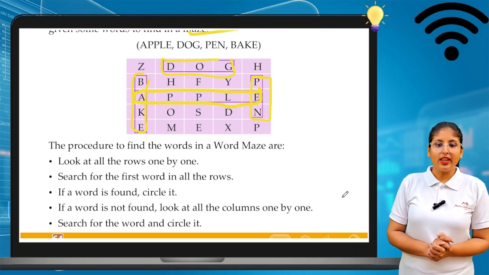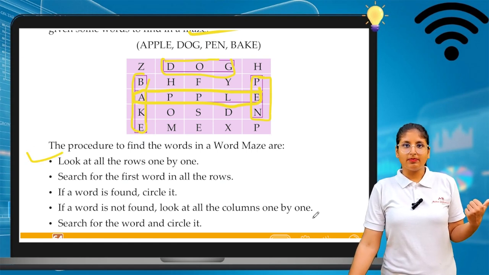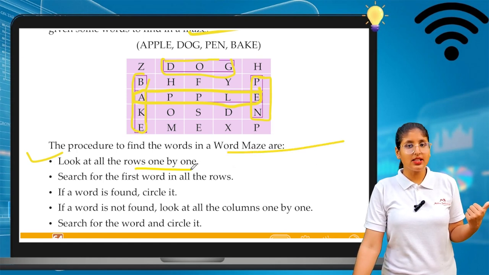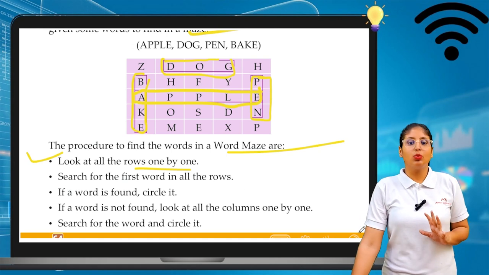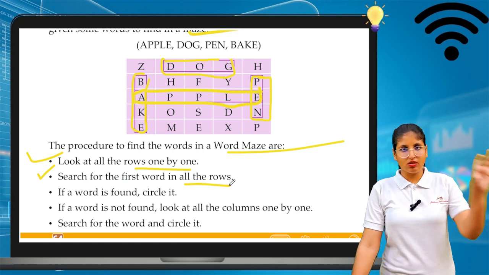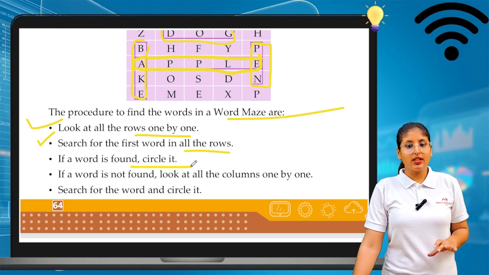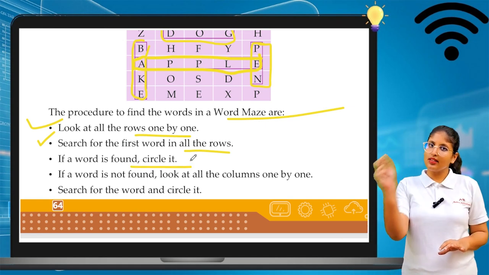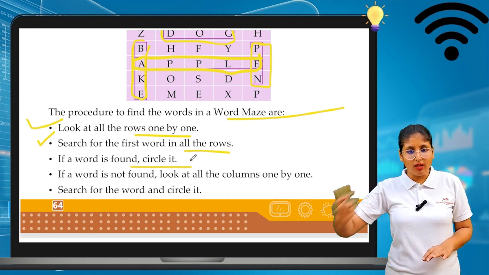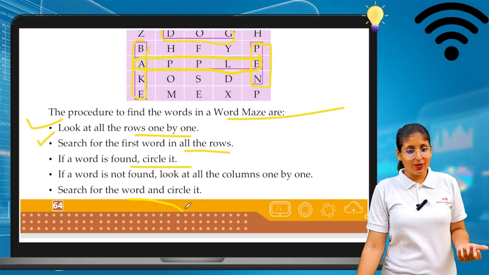The procedure to find a word in a word maze is to look at all the rows one by one. If you want to search for the word in the word maze, look at the rows first, then the columns. Search for the first word in all the rows. Just observe the rows where the word is written. If the word is found, circle it. If a word is not found, look at all the columns one by one. Search for the word and circle it. So these are the things that you can follow.